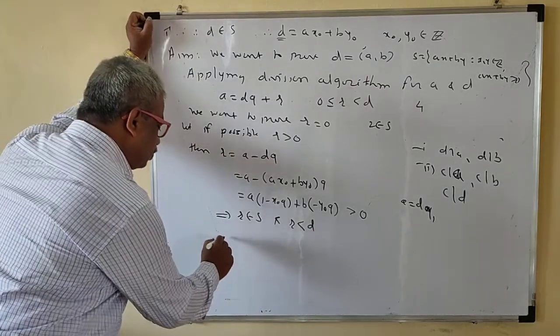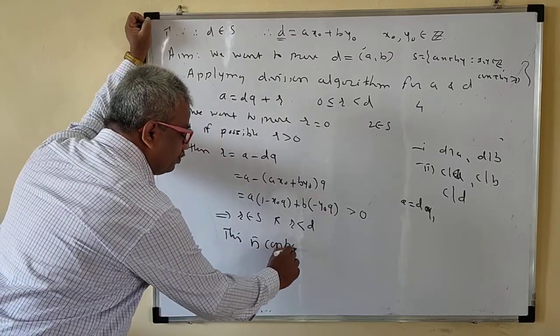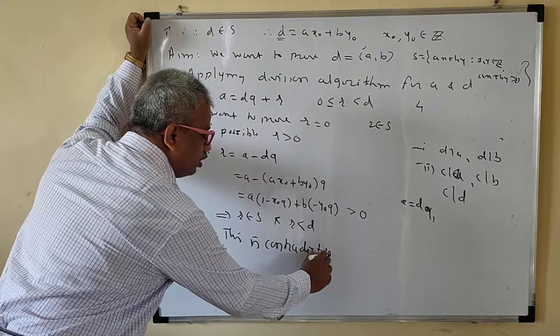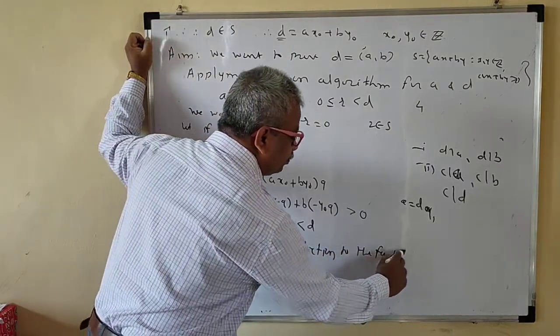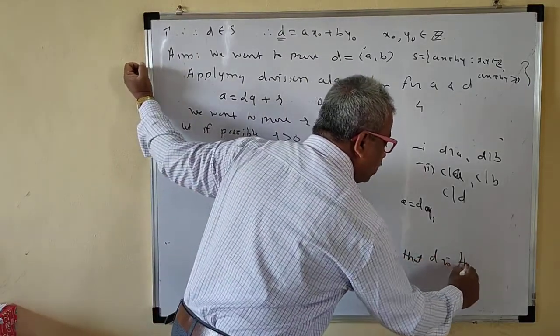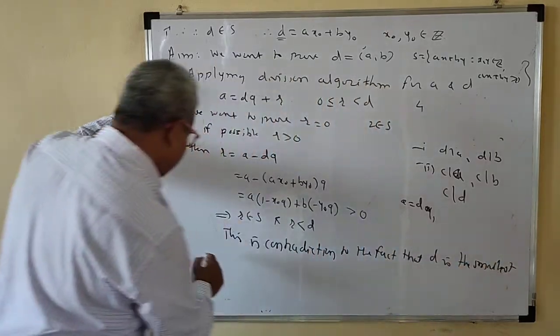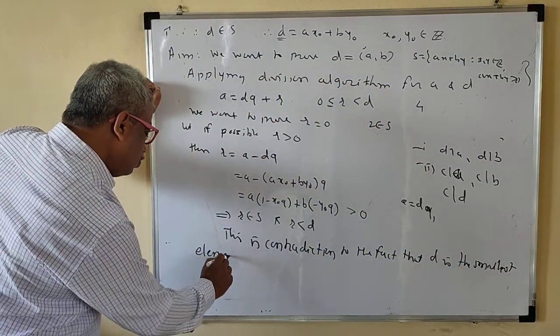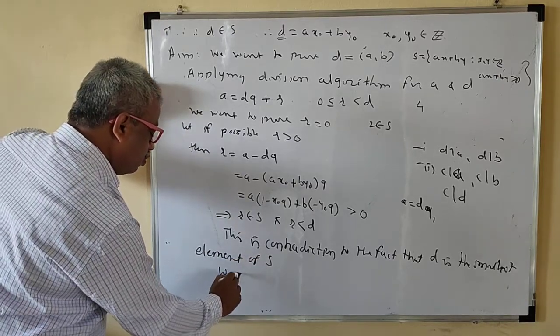This is a contradiction to the fact that d is the smallest element of S. So we must have.